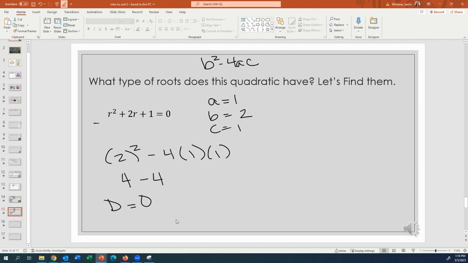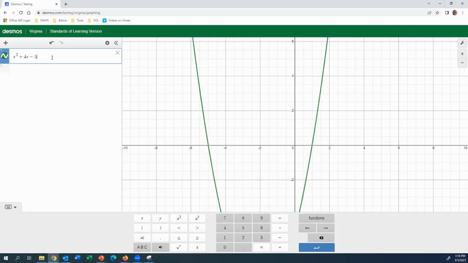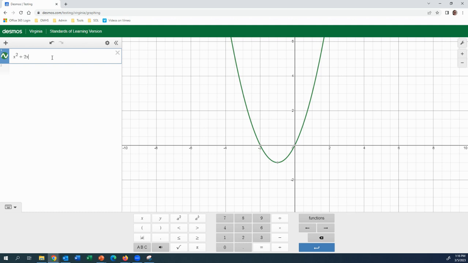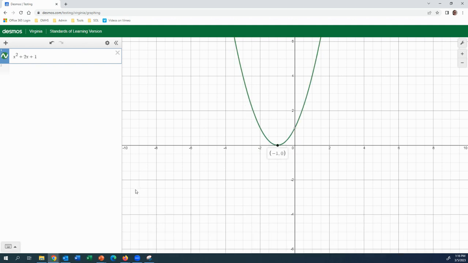So if the discriminant equals 0 exactly, that means it's going to exactly touch the x-axis at 1 point. So let's look at this graph, x squared plus 2x plus 1. There it is. It's exactly touching right there at negative 1.